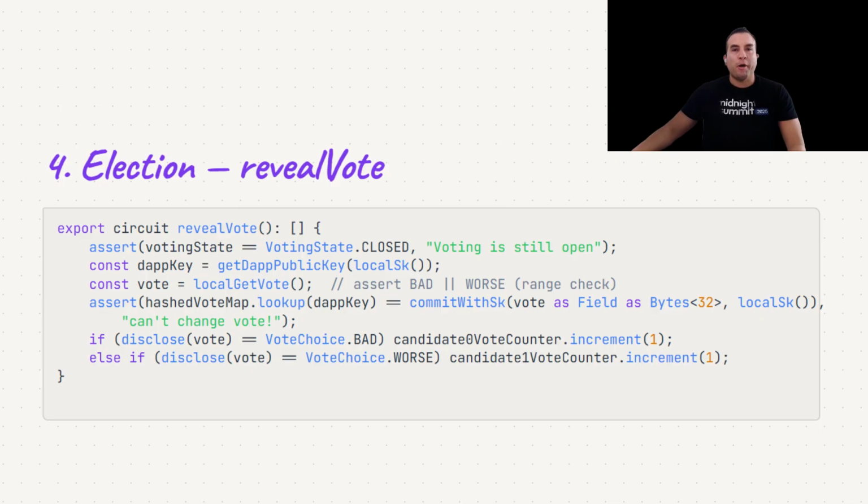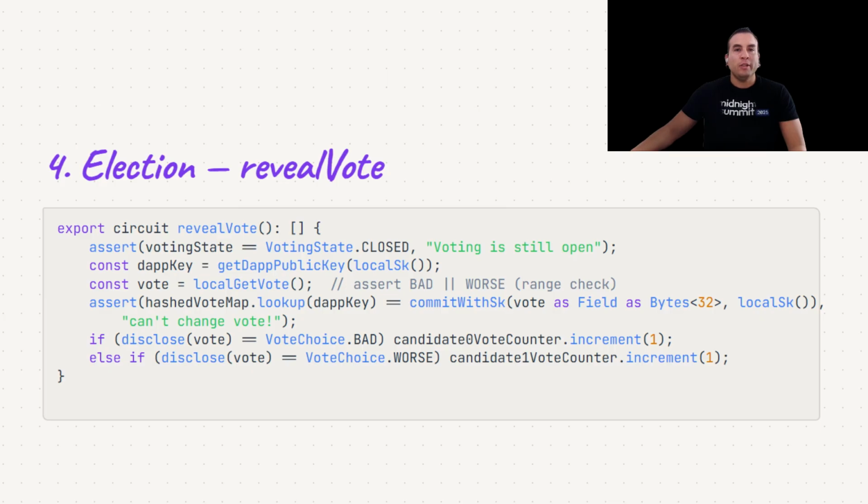Here's the best part. Voting has closed. Time for you to open your sealed envelope. Pull your secret. Derive your voter ID. Confirm you did actually commit earlier. Pull your vote from the witness again. Range check that it's bad, worse, or tie. Reveal the exact same hash, both combined with your secret. Now look up what you stored during commit.